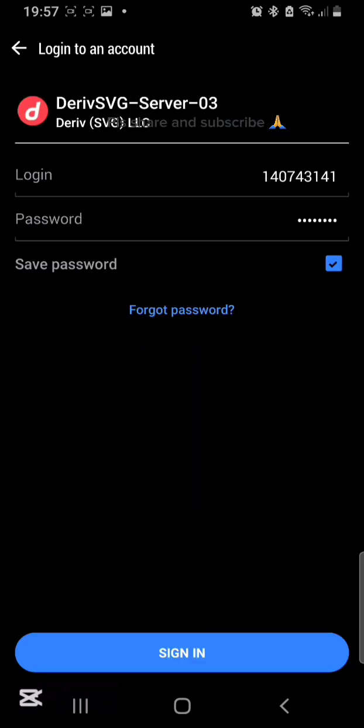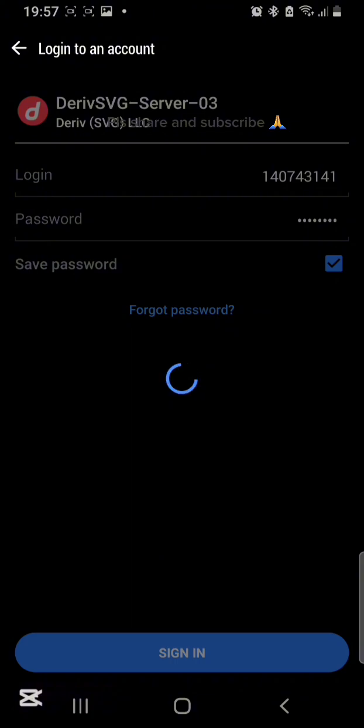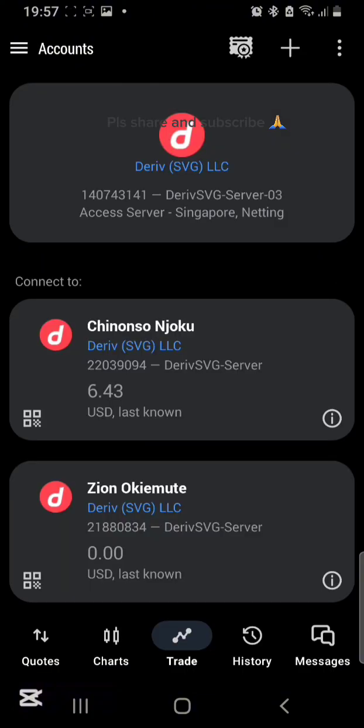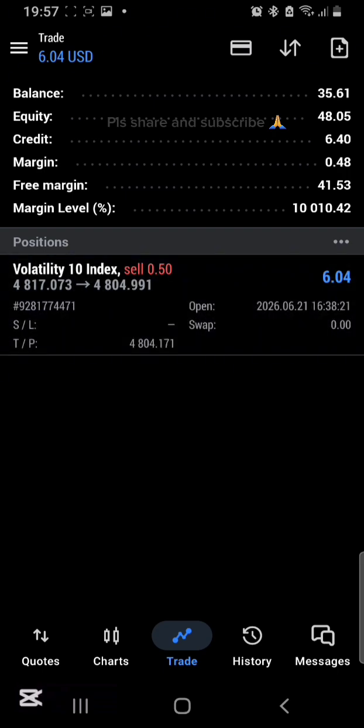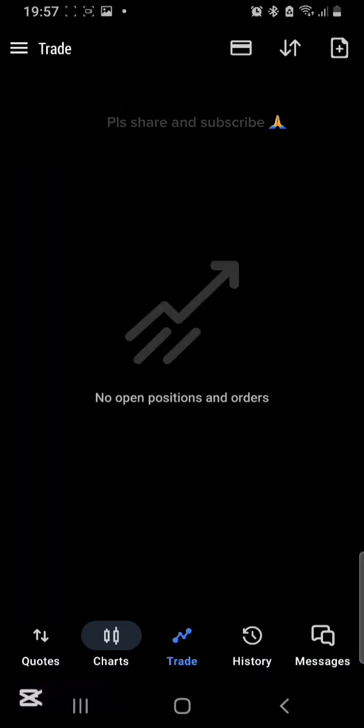Let's check the second account. Let's close this one because the pips that remain are very, very small, so there's no need to hold on. We are closing this one fast. So we have actually closed all the trades. That is how you trade.